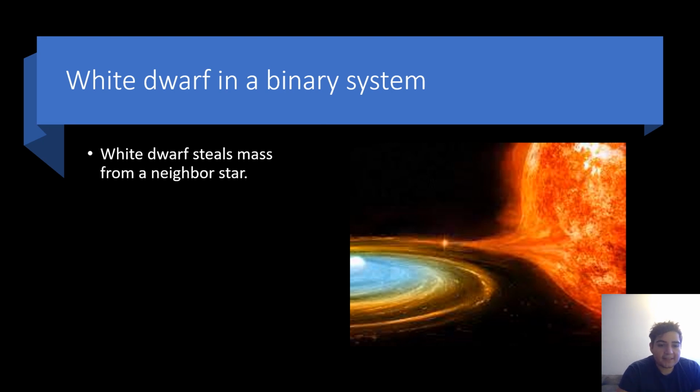So our topic is a white dwarf in a binary system, which simply means a neighboring star. White dwarfs tend to be thieves, and they will steal mass from the neighboring star. We have our white dwarf over here. This is the mass that it is stealing. This is a red giant, what looks to be a red giant.